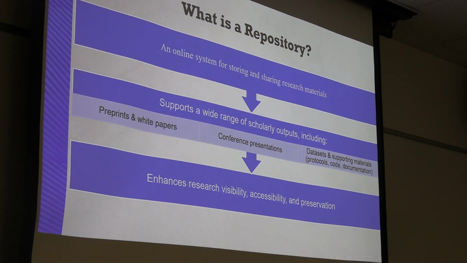So before we dig too deep, I kind of just want to go over what a repository is and some options. So a repository is essentially an online system where you can store and share your research materials. Think of that as a digital home for your scholarly outputs, whether it's preprints, white papers, conference presentations, or data sets. But it's not just about storing final products. Many repositories also support supplementary materials like research protocols, code books, and documentation to help ensure that your work is transparent, reproducible, and accessible to others.